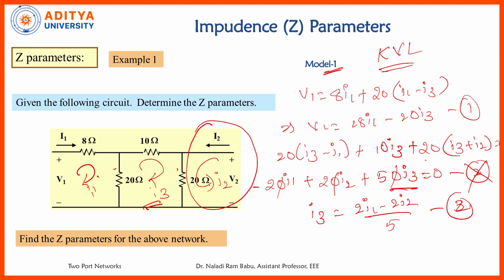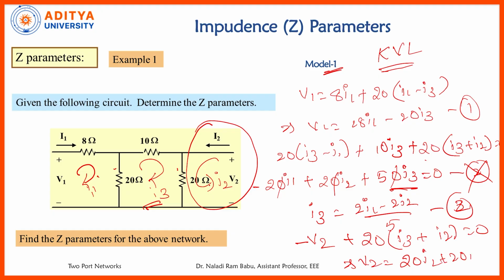If you observe this part, minus V2 plus 20 times I3 plus, this one is entering and this one is leaving. Therefore, 20 times I2 plus I2 equal to 0. Therefore, V2 is equal to 20 times I2 plus 20 times I3. This is equation number 3. Now, I need to solve all the 3 equations.